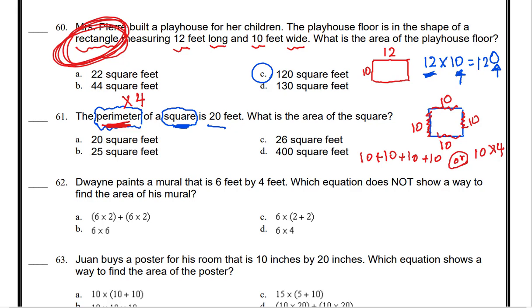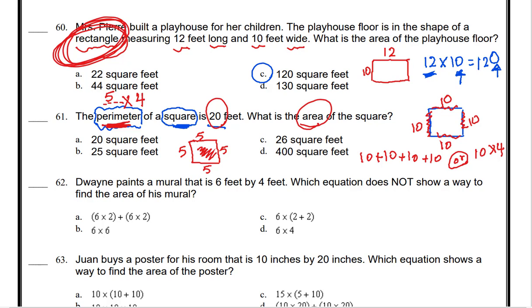I want the number that you multiply by 4 to get 20. Yes, 5. So this is 5. I'll put another 5. So it's a square with side length 5. So this is 5, 5, 5, 5. Now the perimeter is 20. What's the area? The area is inside.